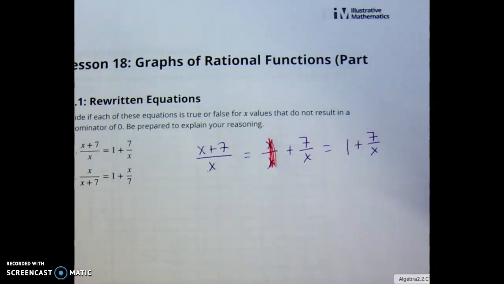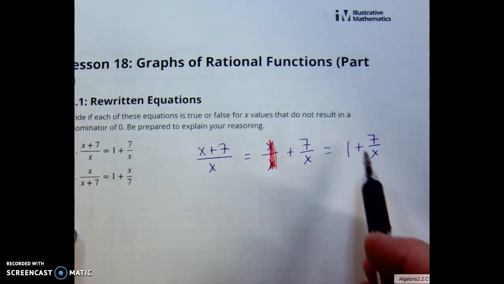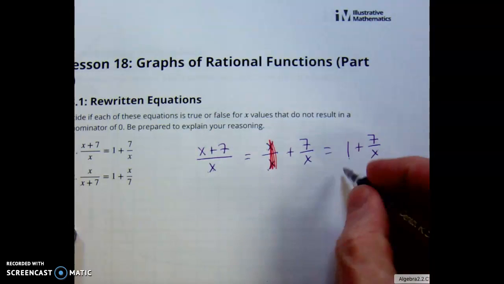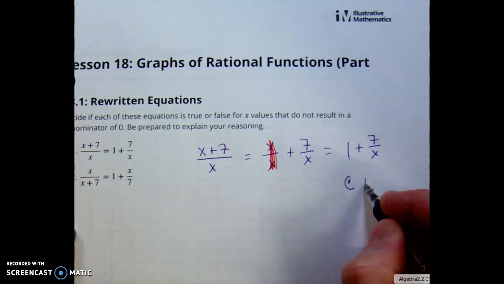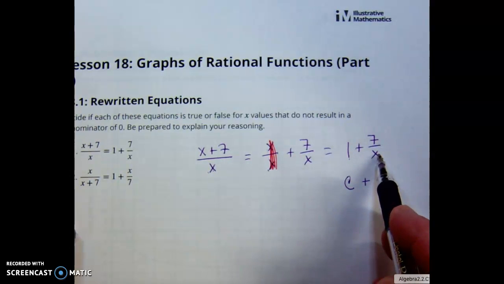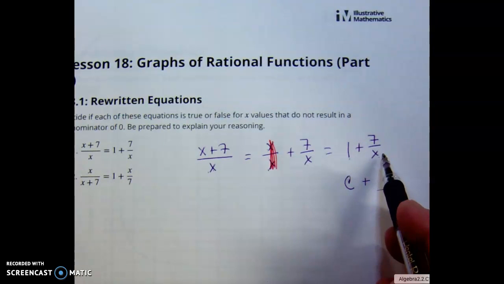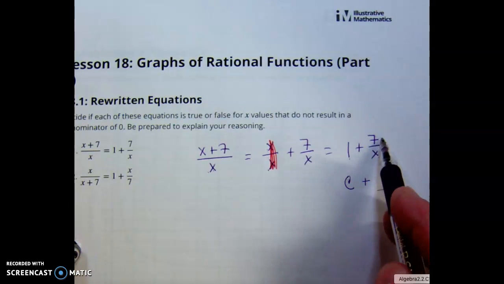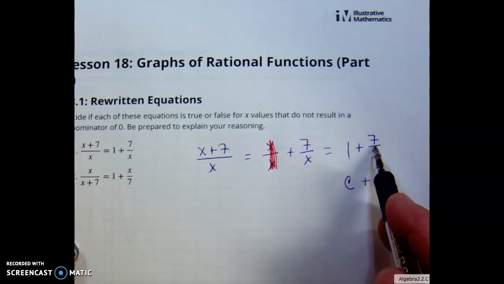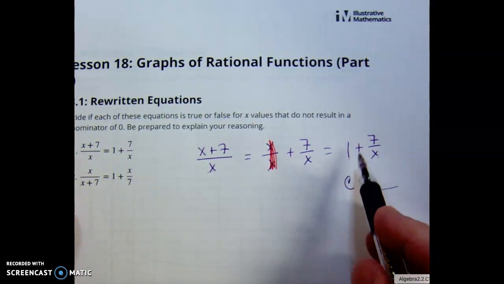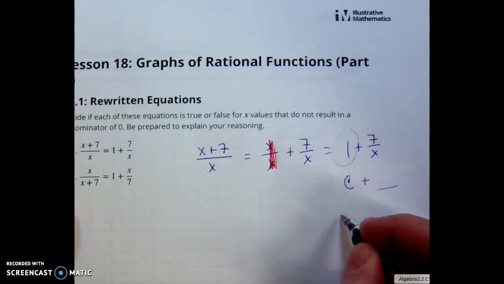Now I want us to think about what happens there. This 1 is a constant, let's call that c, plus we've got something else there. As x gets really big, 7 over x becomes almost nothing at all. As x gets really big in the negative direction, this again gets really close to being nothing at all. Anything divided by a really big number is almost nothing. So this gets really close to 1.